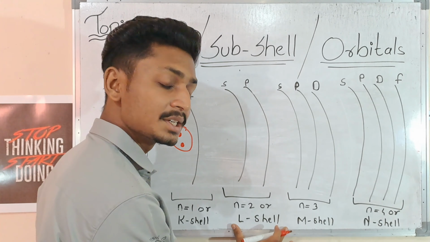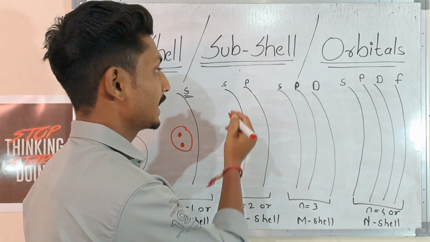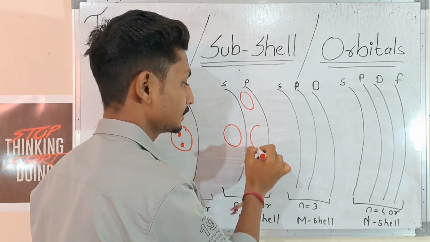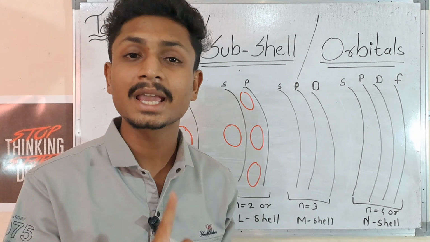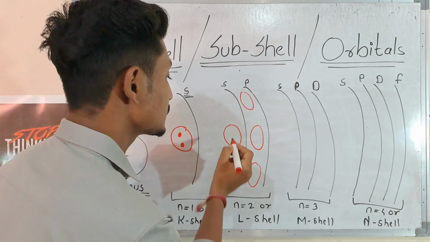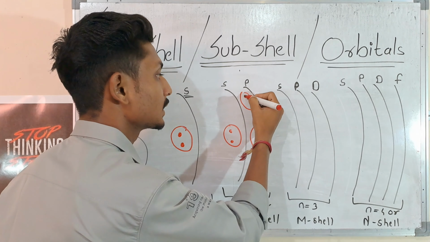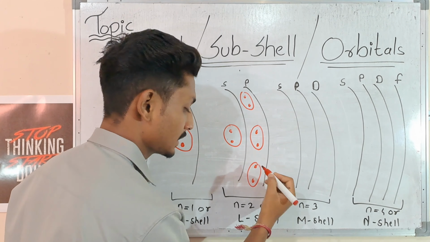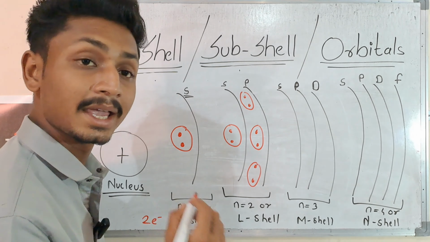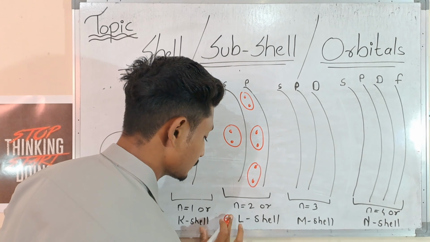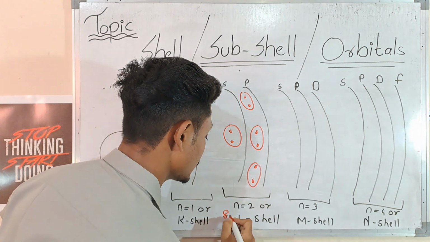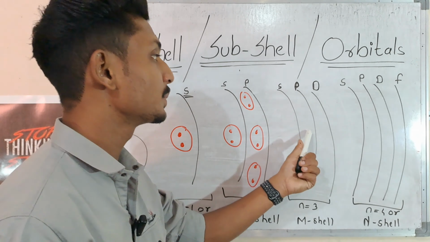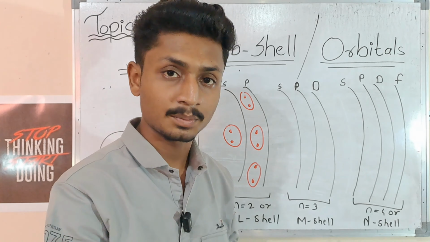Then the L shell has two subshells, S and P. S has one orbit, P has three orbits, and one orbit can contain two electrons. Means 1, 2, 3, 4, 5, 6, 7, 8. Means the L shell contains 8 electrons. Then the M shell contains S, P, D subshells, 3 subshells.